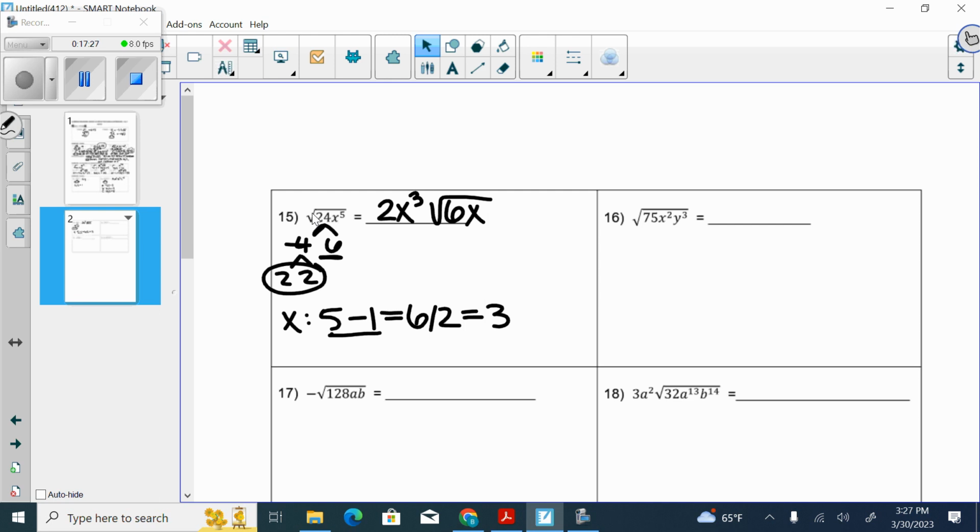Okay, 16. Is there a perfect square root of 75? No. So what multiplies to give us 25? Does 5 minus 1 equal 2? Oh, thank you. Thank you for catching that, Mitchell. 2.